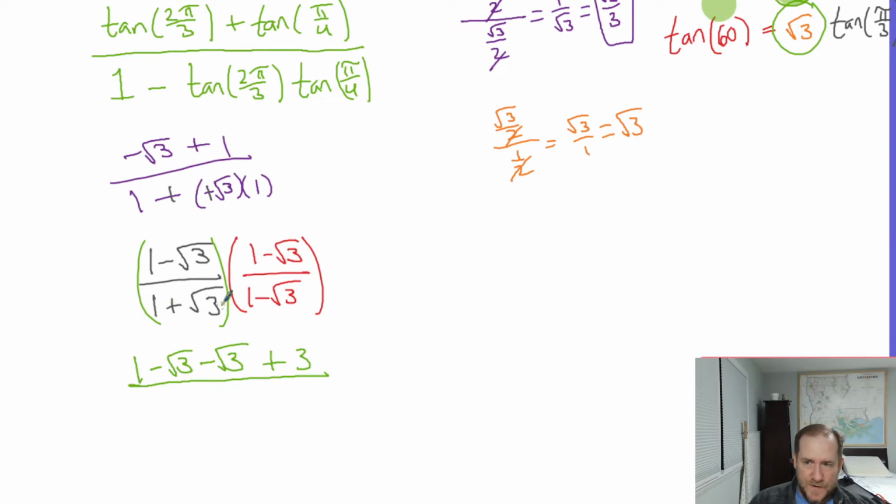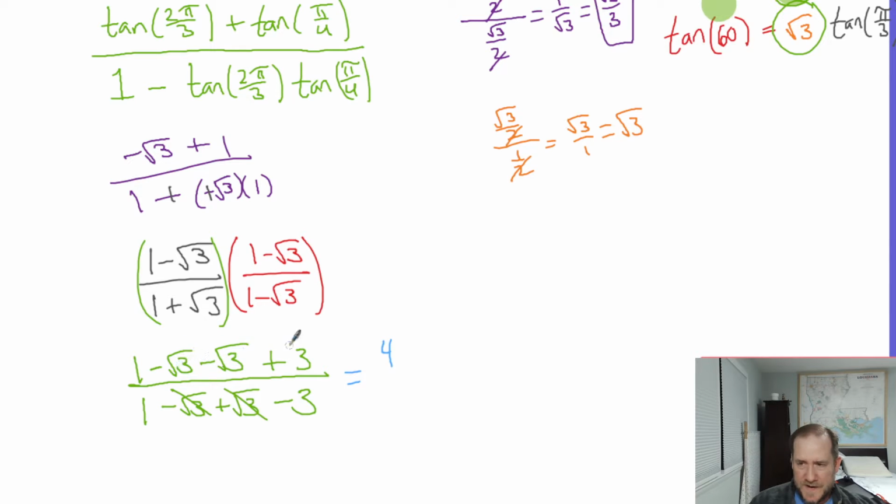In the denominator, 1 times 1 gives 1. Then the outers give me negative root 3. But the inners, because of the opposite signs, give me positive root 3. And those will cancel out, which is the whole point. And root 3 times root 3 is, of course, a normal 3, negative 3. No radical anymore. So we see that the 1 plus the 3 is a 4.